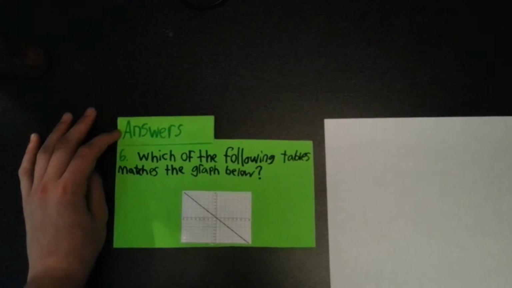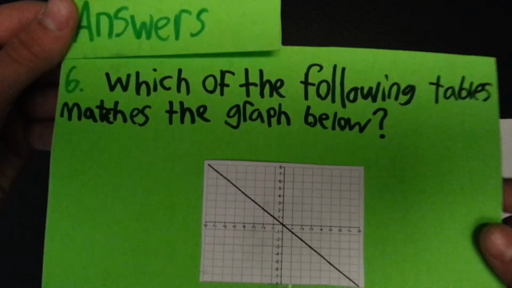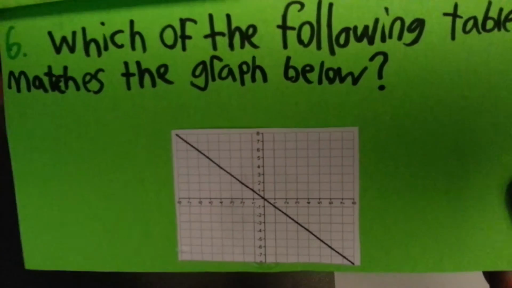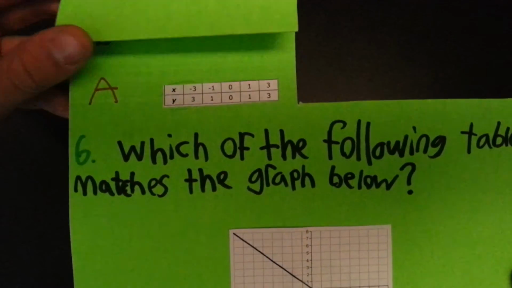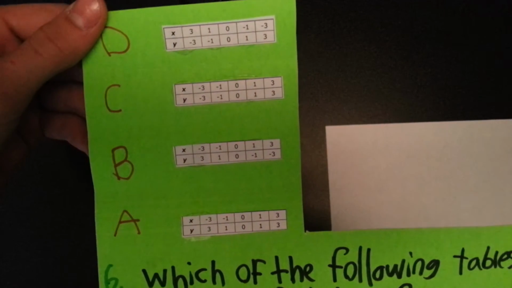This next question is hard to see, so I'm going to move it closer to the lens. Which of the following tables matches the graph below? Is it A, B, C, or D?